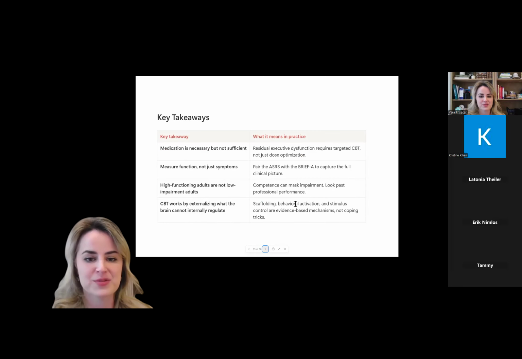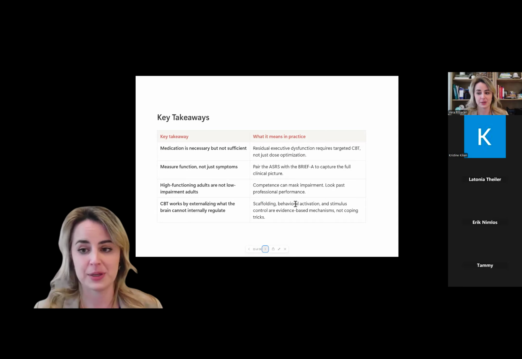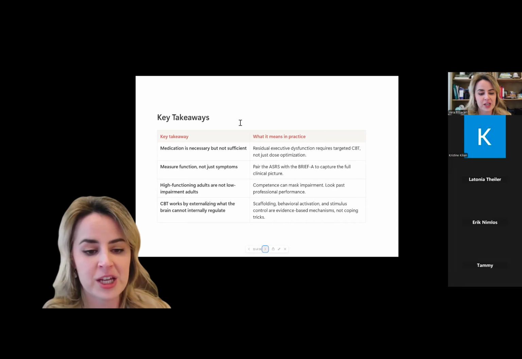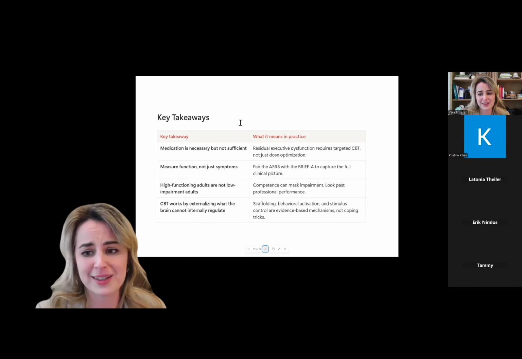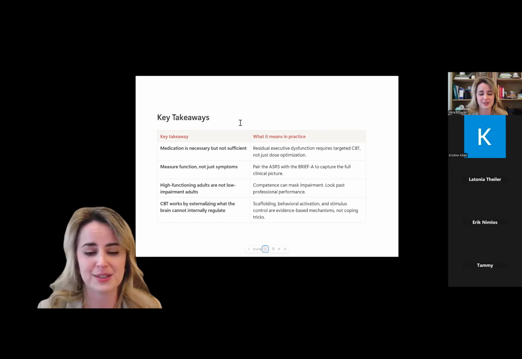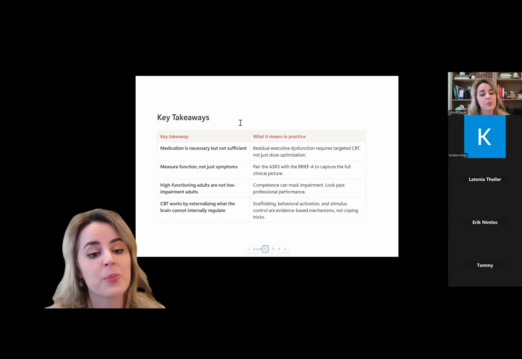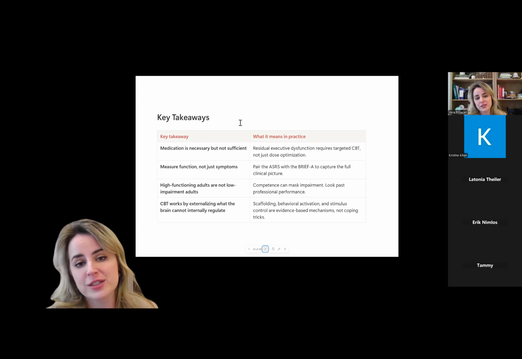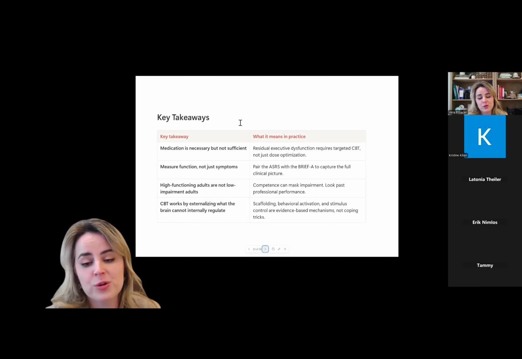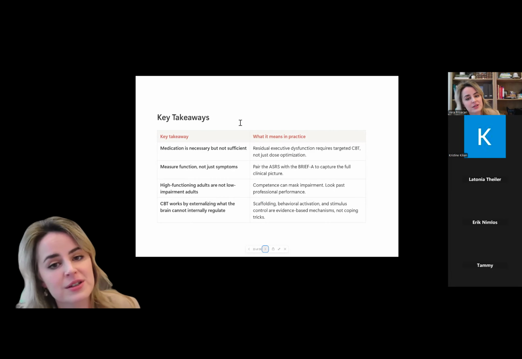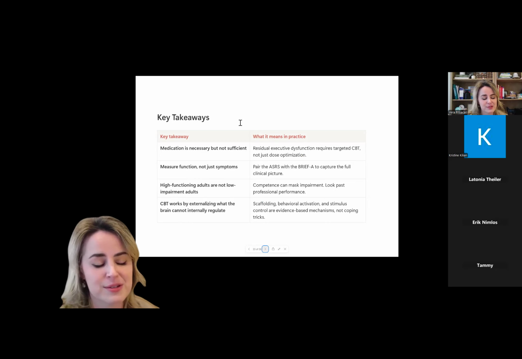All right, key takeaways from today's presentation, and we're wrapping up here. Medication is necessary. Guess what? Yes, medication still works and it's great. It can get us a long ways, but it's not by itself sufficient. Residual executive dysfunction can still be there. And it's not just about increasing the dose, it's about also using our CBT skills.